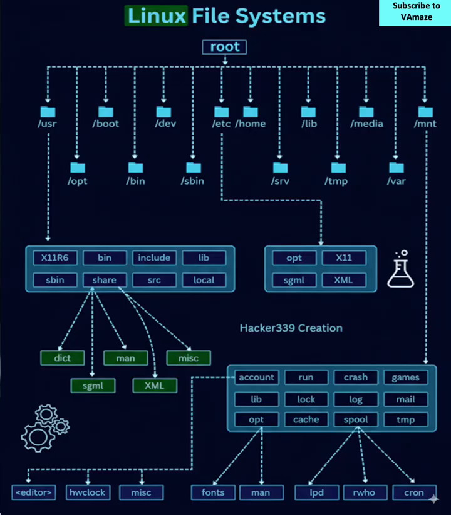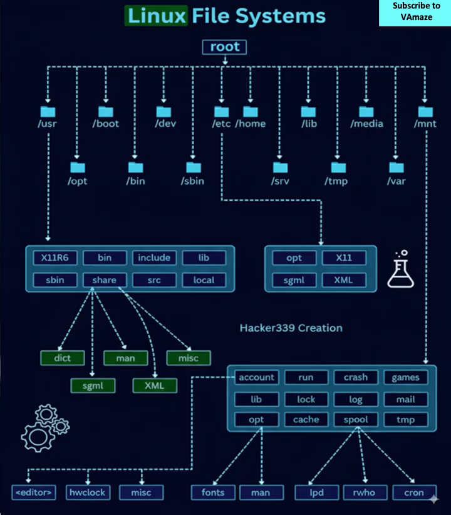The etc directory, this is your system's configuration center. If Linux were a house, etc would be the control panel where all the settings are kept. System-wide configurations, user account information, network settings, it all lives here. The home directory, this is your personal space. Just like Windows has a users folder, Linux has home. Each user gets their own folder here where they can store documents, pictures, downloads, and personal configurations.